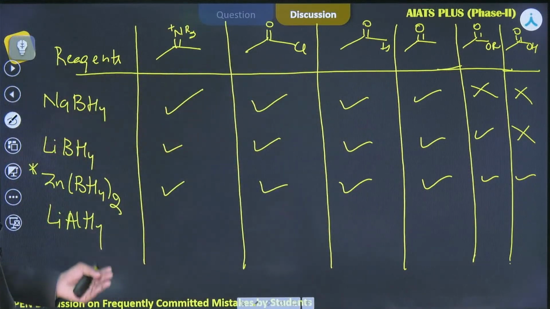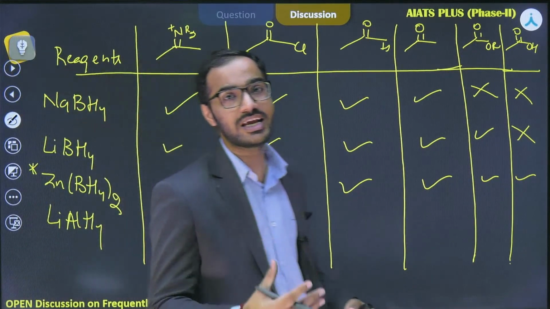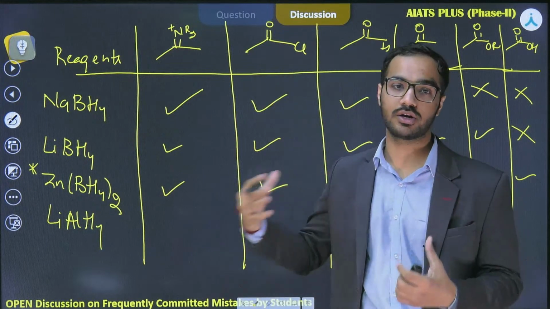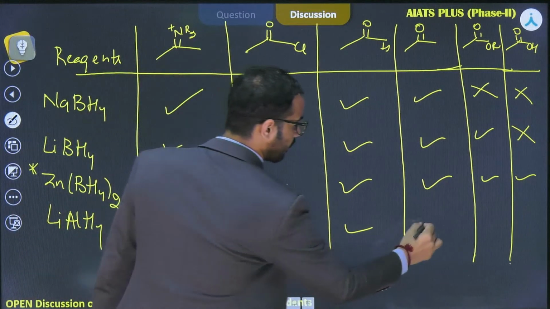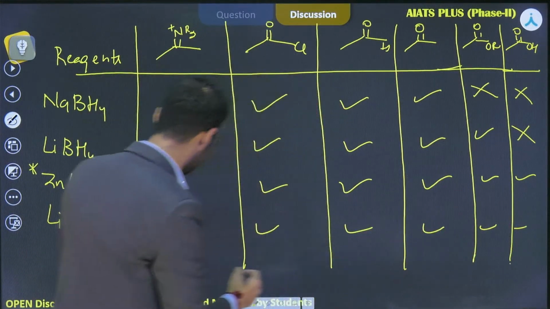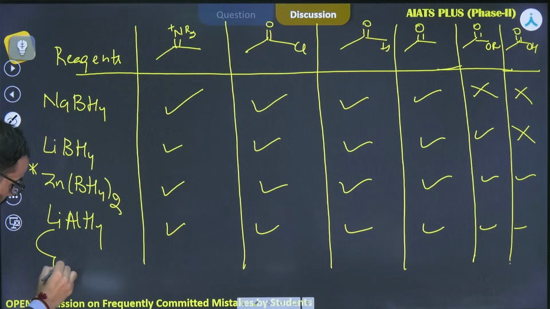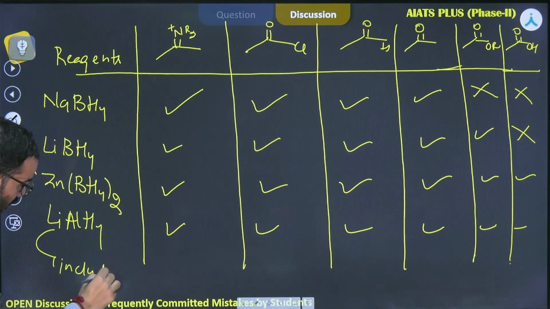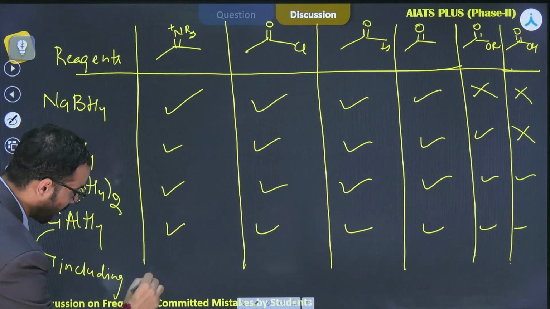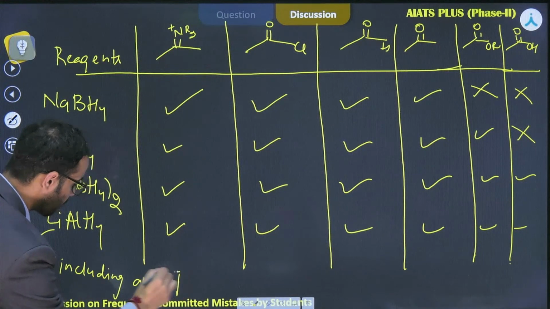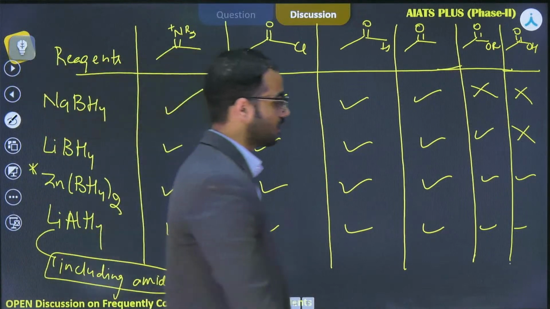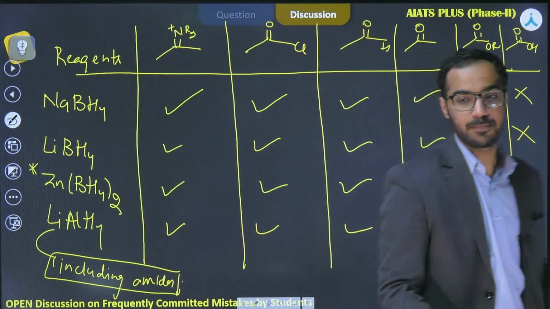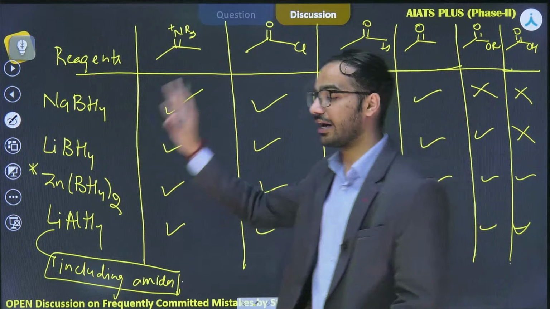And lastly, LiAlH4 is a much stronger reducing agent. It will undergo a reaction with everyone, including amides. I hope this table will help you in clearing your doubts regarding the reagent portion.